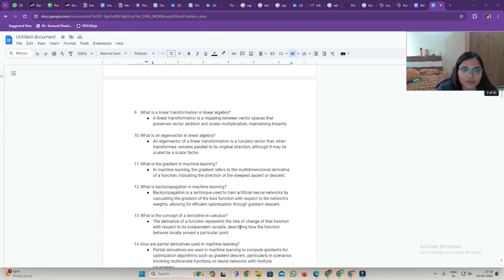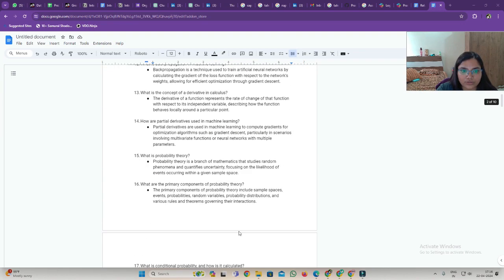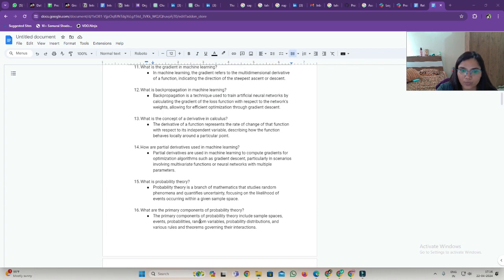So next, let's go for the question: what is probability theory? Probability theory is a branch of mathematics that studies random phenomena and quantifies uncertainty, focusing on the likelihood of events occurring within a given sample space.